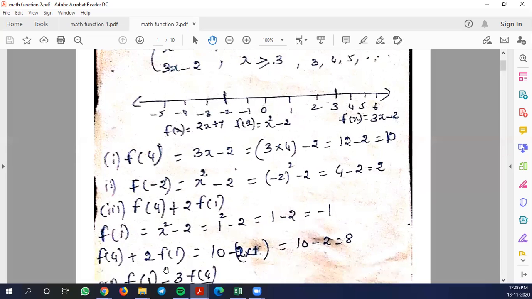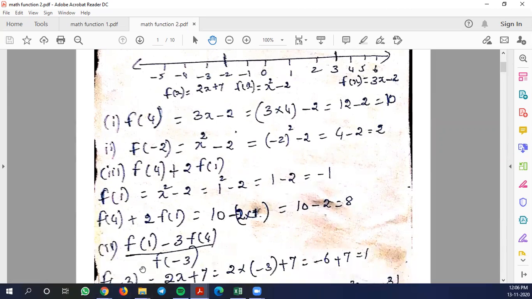Now the question is f of 4 plus 2 f of 1. Already we found f of 4, so you have to write f of 4. Then plus 2 into f of 1. What is 2 f of 1? F of 1 is minus 1. So minus 2 into 1. So 10 minus 2, it is 8.